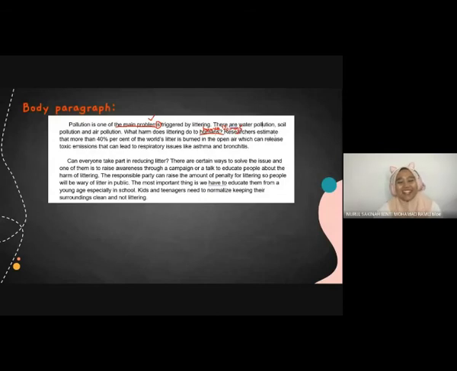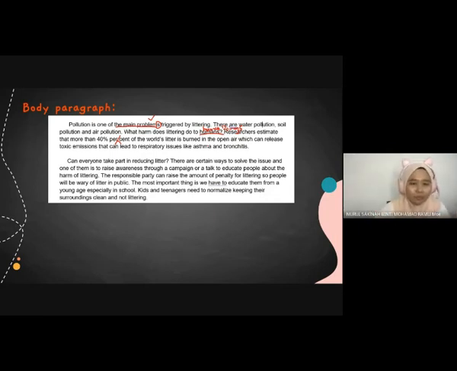Okay, researchers estimate that more than 40% of the world's litter is burned in the open air, which can release toxic emissions that can lead to respiratory issues like asthma and bronchitis. Okay, there is a good attempt. Dia ada attempt kat sini to use complex sentence, but it is too long. Dia dah sampai too long, dia dah lose effect tau kat sini tau.